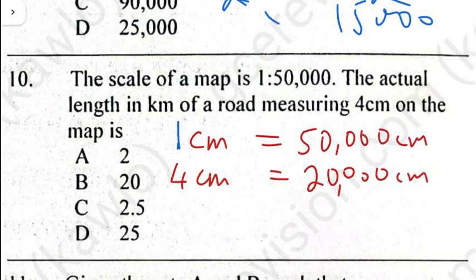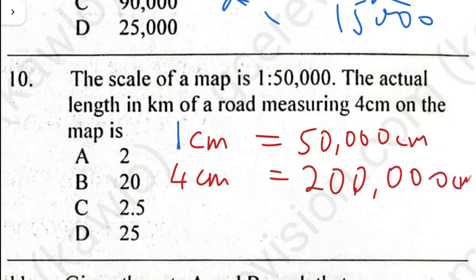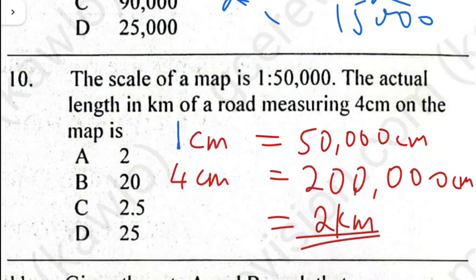We know that 200,000. Now we know that 100,000 centimeters is 1 kilometer. So what will be 200,000 centimeters? 200,000 centimeters will be equal to 2 kilometers. So I repeat, 100,000 centimeters is 1 kilometer. So here we have 200,000 centimeters, which will give us 2 kilometers. Our key is A.